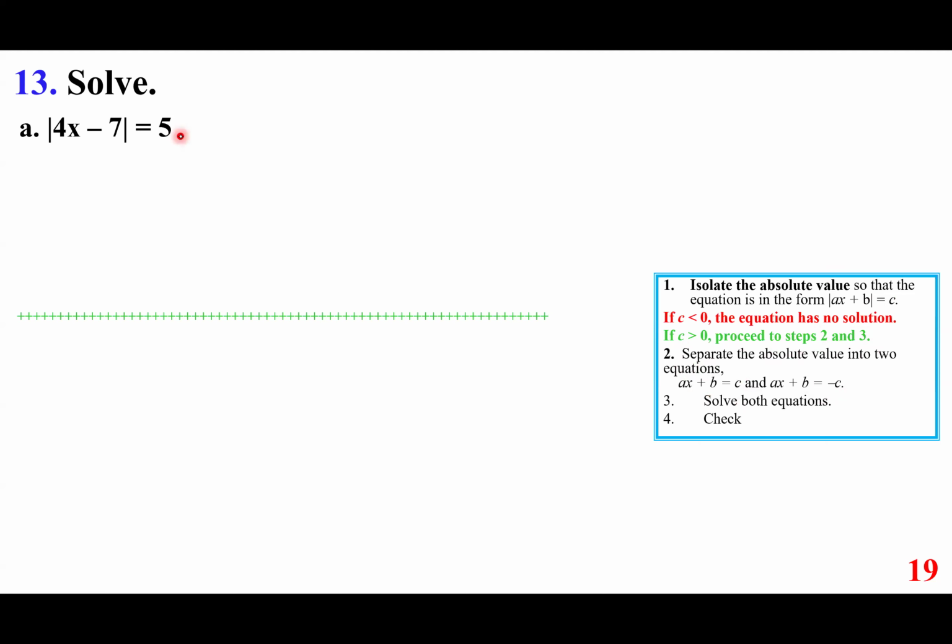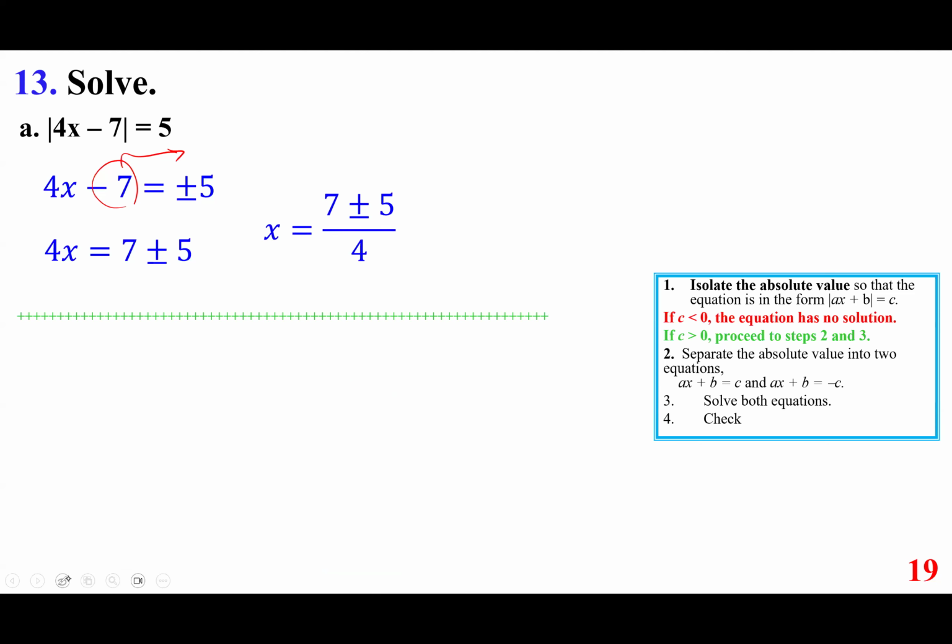Because this number is 5, we're going to drop the absolute value, plus minus 5. We move the 7 to make it plus 7 to the other side, and we divide both by 4. So we have 7 minus 5, which is 2 over 4 or 1/2, or 7 plus 5, which is 12 over 4 or 3.